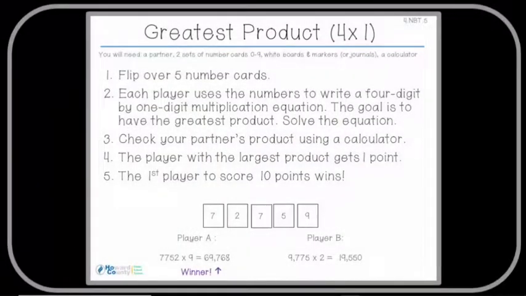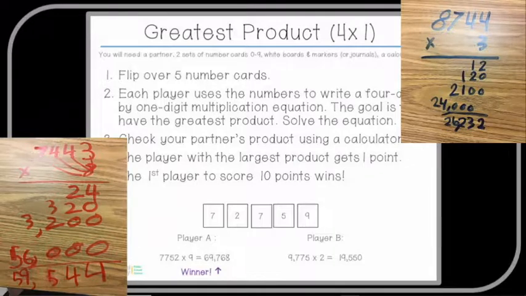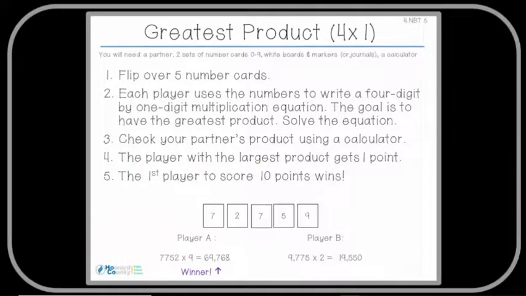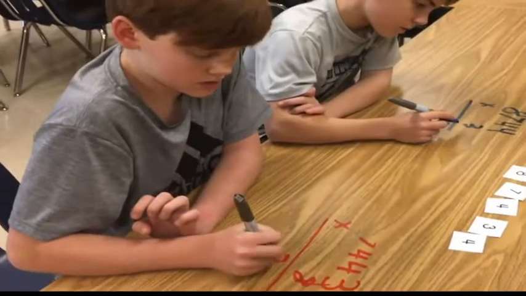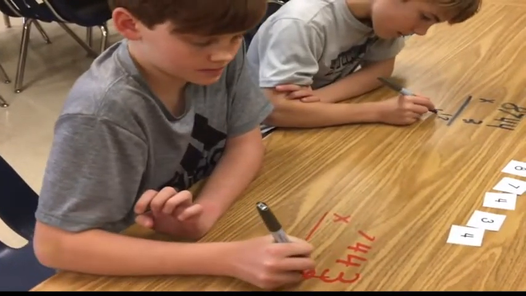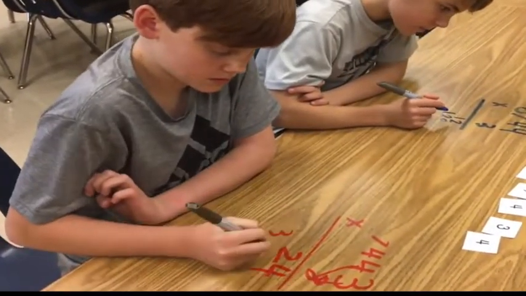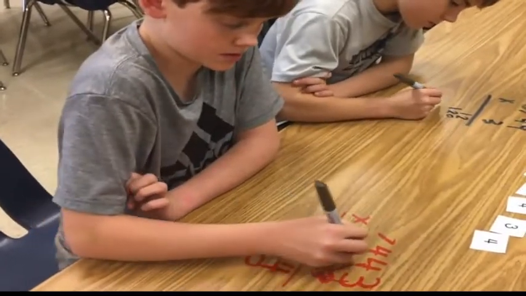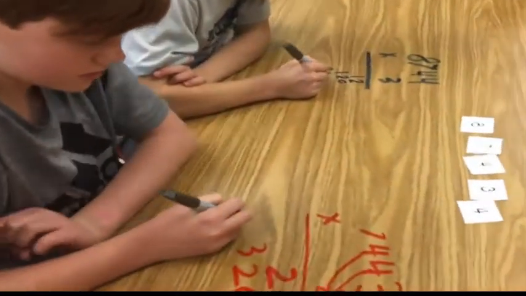In the next game, the students used 5 cards to create a 4-digit times 1-digit equation. This time, they were looking for the greatest product. The video shows the students using the partial product algorithm. As the video shows, the students use their understanding of how the place value of the digits and the factors affect the partial products.